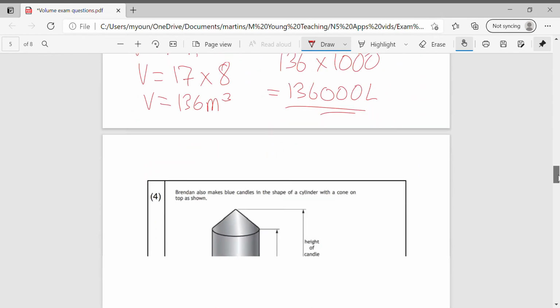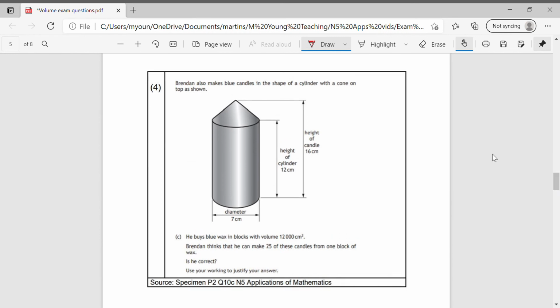Question number 4, and this is going to be the last one. This is going to be a 2-part video. So Brendan also makes blue candles in the shape of a cylinder with a cone on the top. So those are our dimensions there. He buys blue wax in blocks with volume 12,000 centimetres cubed. He thinks that he can get 25 of these candles from one block. Is he correct? So what we're going to need to do is work out the volume of one candle and see how many he can get from that block. This is a paper 2 one, so it's calculator.